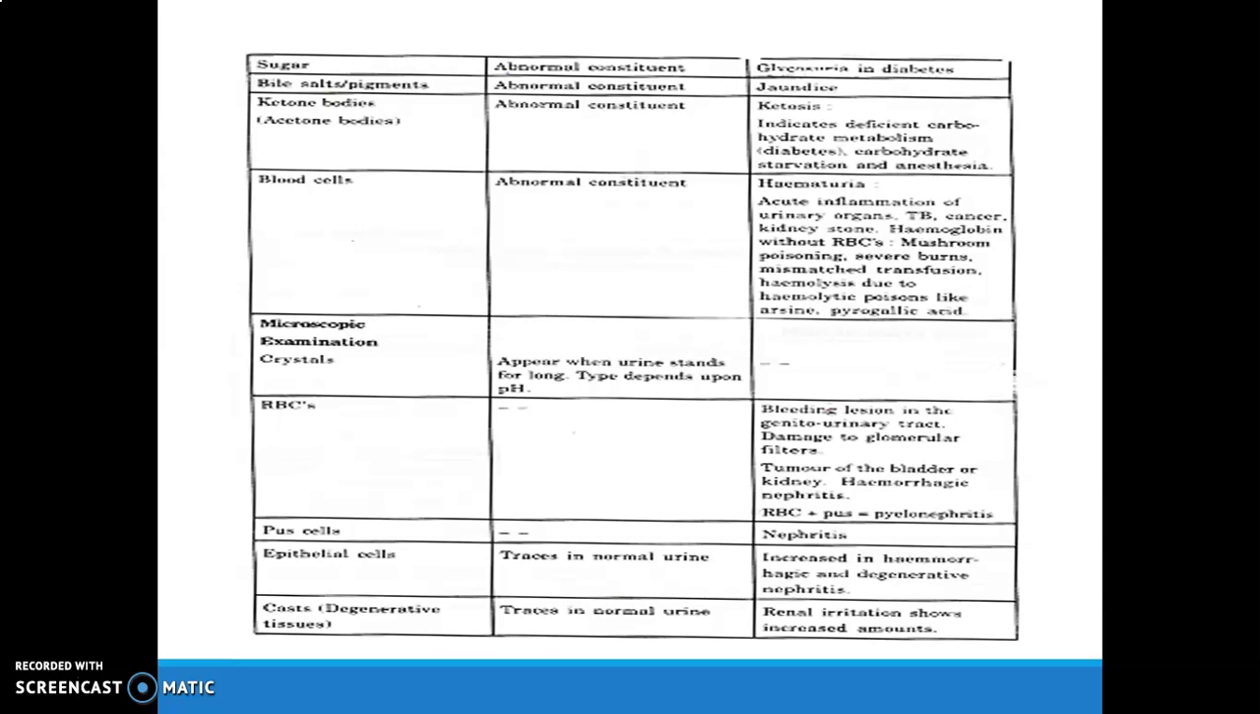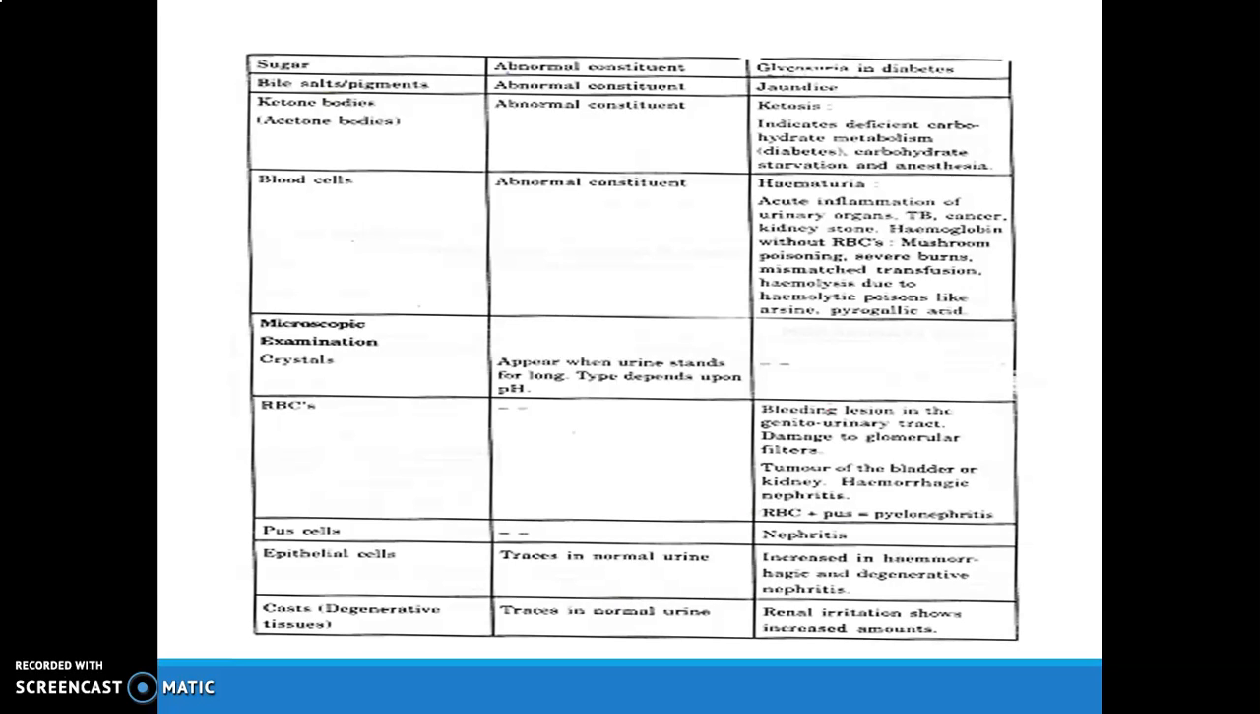Microscopic examination. In that, first we study crystals. They generally appear when urine stands for a long time, and the types depend on the pH. RBCs must be absent, but they may be present due to a bleeding lesion in the genitourinary tract, damage to glomerular filters, tumor of bladder or kidney, or hemorrhagic nephritis. RBCs plus pus are responsible for pyelonephritis.